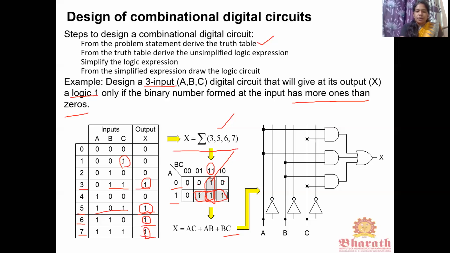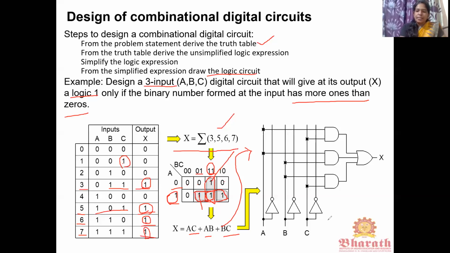Then for this one, only one row, A equal to 1. So A. Then see the column 0, 1, 1, 1. C value remains same. So AC. Here the A, then with the same B is same. So AB. For this we have to draw the logic circuit. This is the last step.